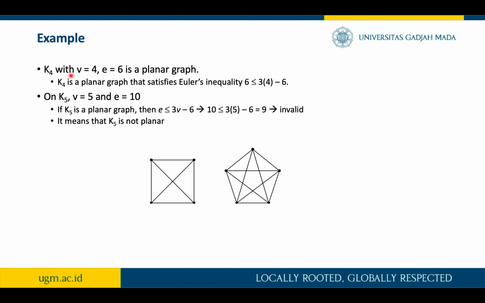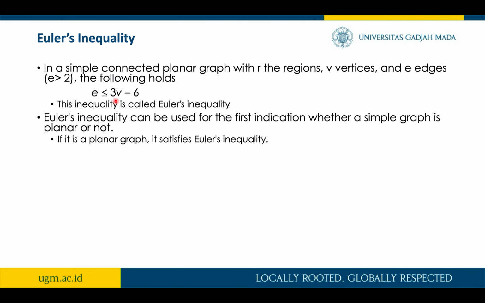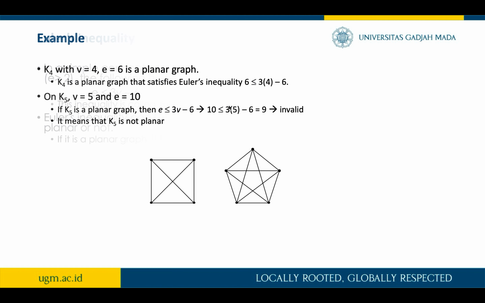This is the first example. Here for K4, V is 4 and E is 6. The number of vertices is 4 and the number of edges is 6. It is a planar graph, and it satisfies Euler's inequality because E is less than or equal to 3 times 4, the number of vertices, minus 6.